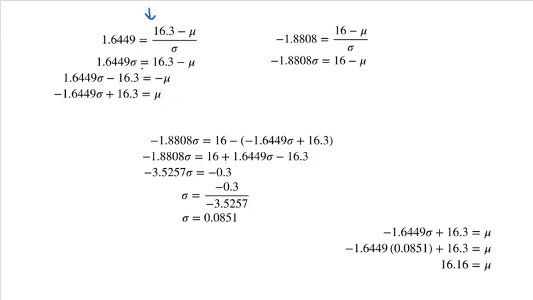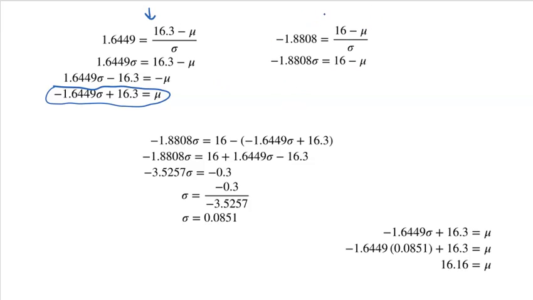I multiplied by sigma to the other side. I subtracted 16.3, and then I had to get rid of the negative in front of the mu, so I multiplied everything by a -1, which generated negative 1.6449 sigma plus 16.3 equals mu. Now what I want to do is substitute that into the other equation for mu.